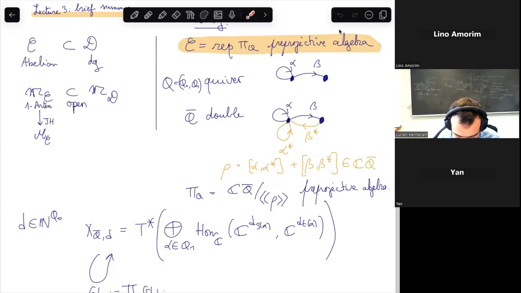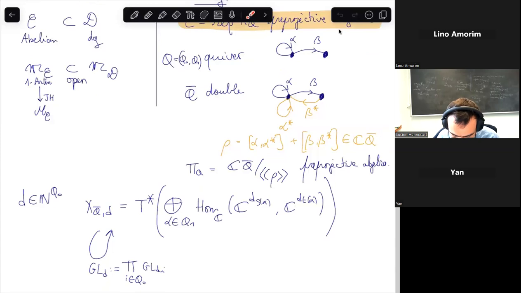You start from a quiver with vertices Q0 and a set of arrows Q1, like this, for example, my favorite quiver. This one illustrates that we allow the quiver to have loops. Then you take the double quiver: to any arrow, you add an additional arrow in the opposite direction, which I denote by a star. And there is a canonical element in the path algebra of this double quiver, which is the preprojective relation, given by commutators of loops.